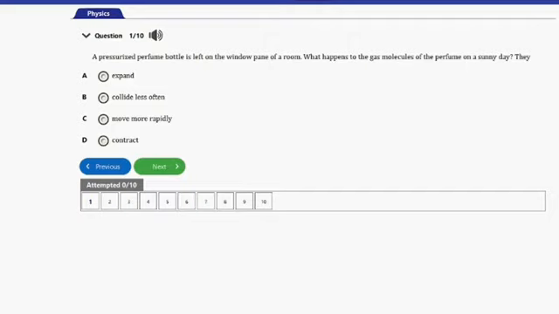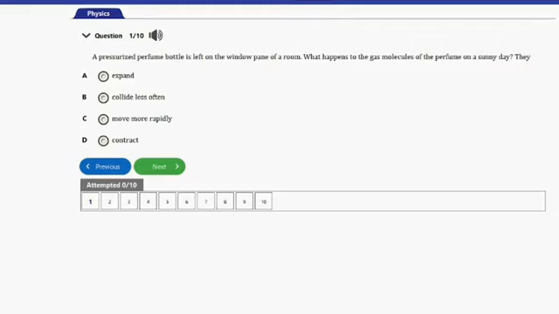It says, a pressurized perfume bottle is left on the window pane of a room. What happens to the gas molecules of the perfume on a sunny day? They A. Expand, B. Collide less often, C. Move more rapidly, D. Contract. The answer to this question is option C. They move more rapidly as a result of the sun and the effect of the heat on the molecules. The molecules tend to move more rapidly, and that's it for this question.